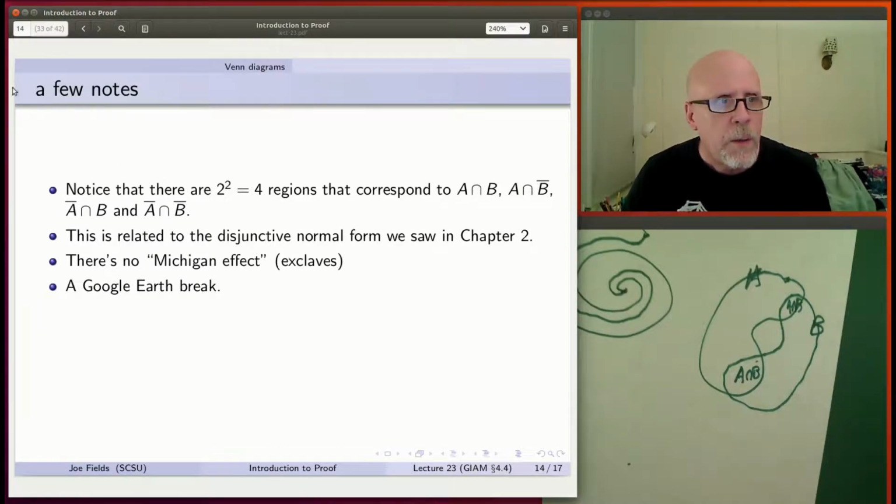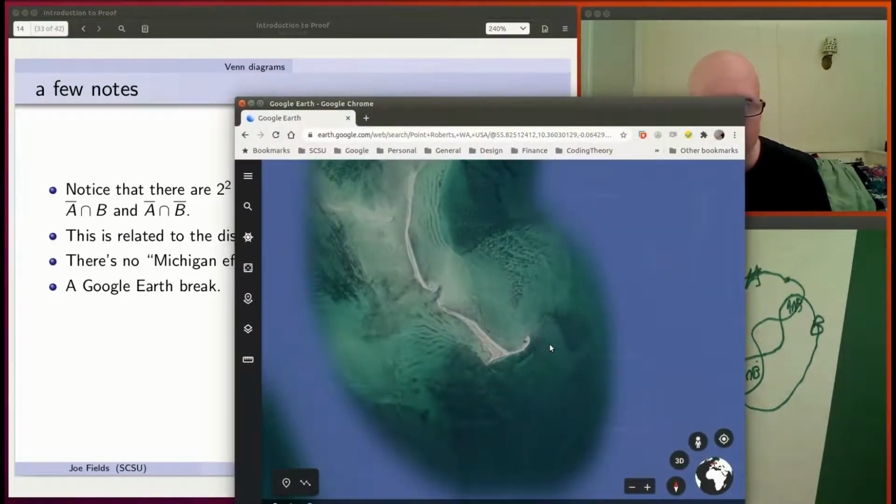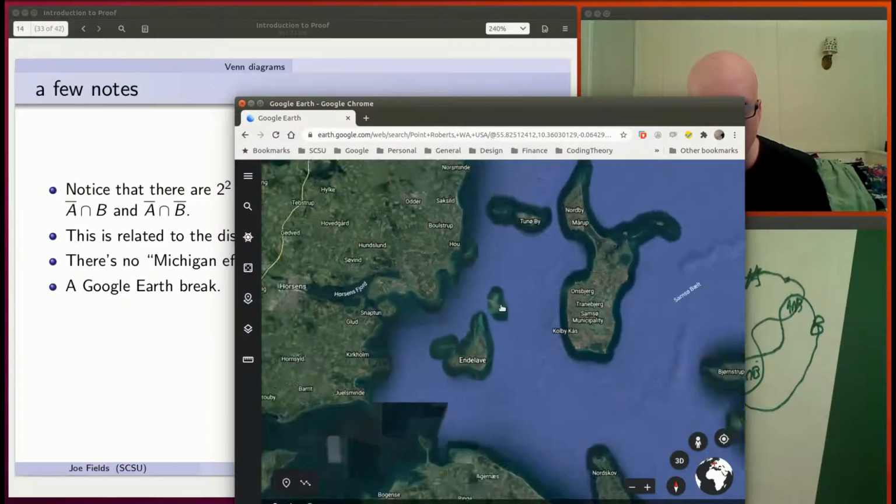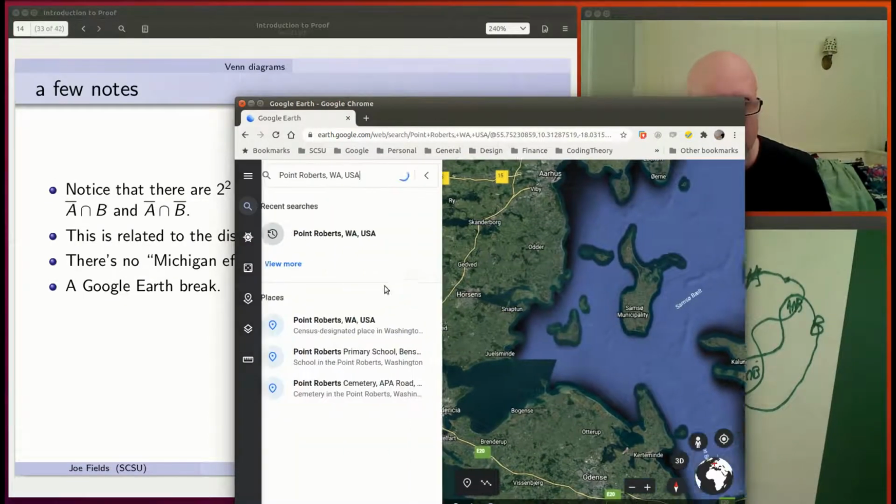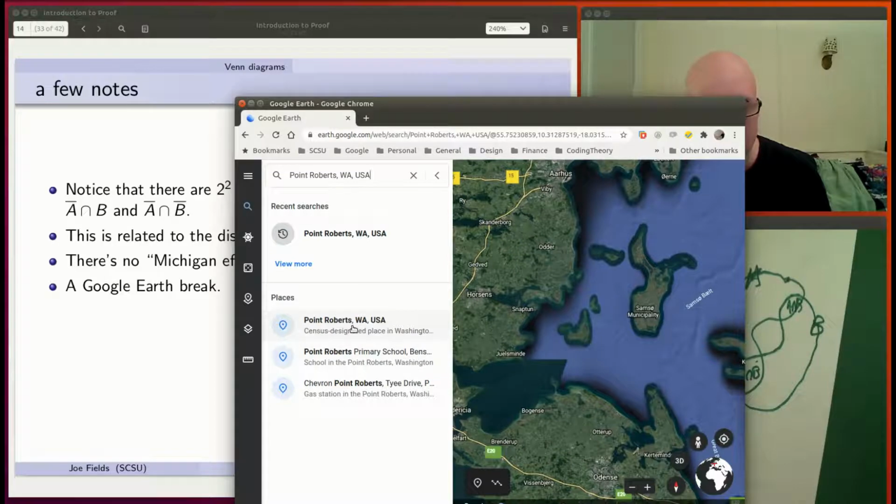So I thought I'd take a little break to show you some fun stuff on Google Earth. Where am I looking right now? I think this is somewhere in Denmark. Oh yeah. So we don't want to go there. Let me point out a couple of fun places. Not Point Roberts just yet.